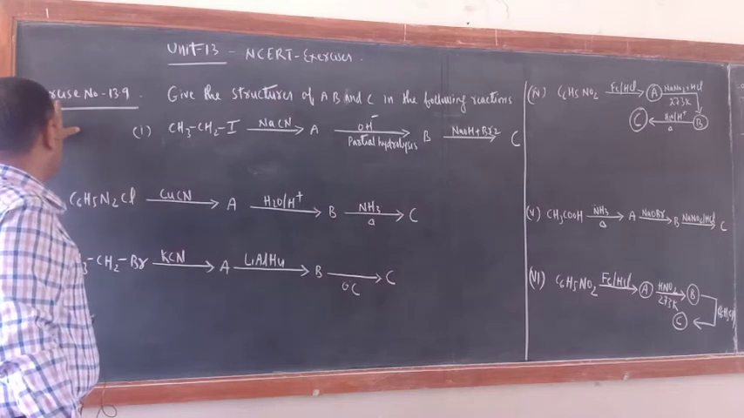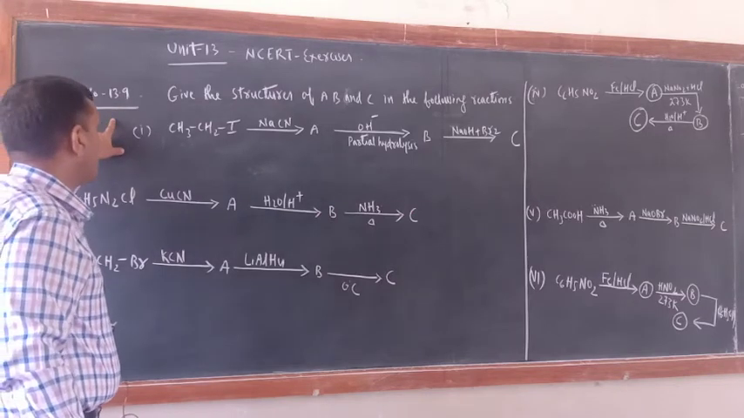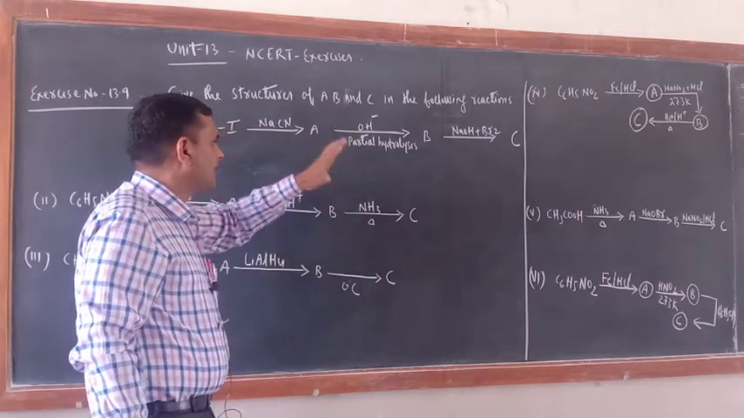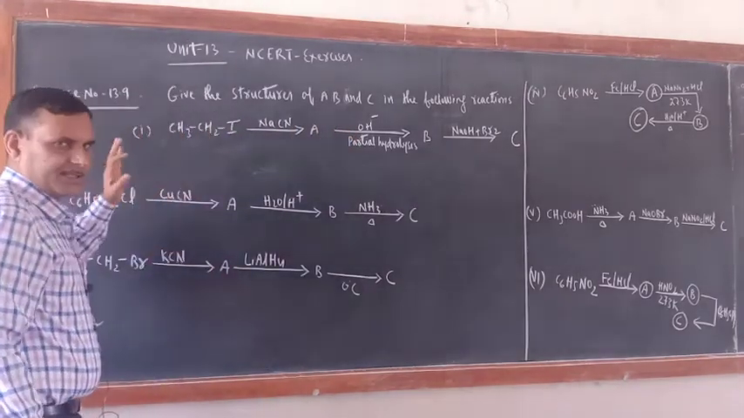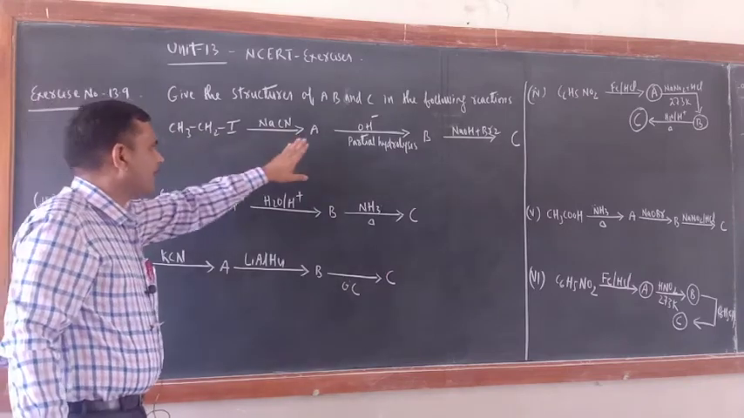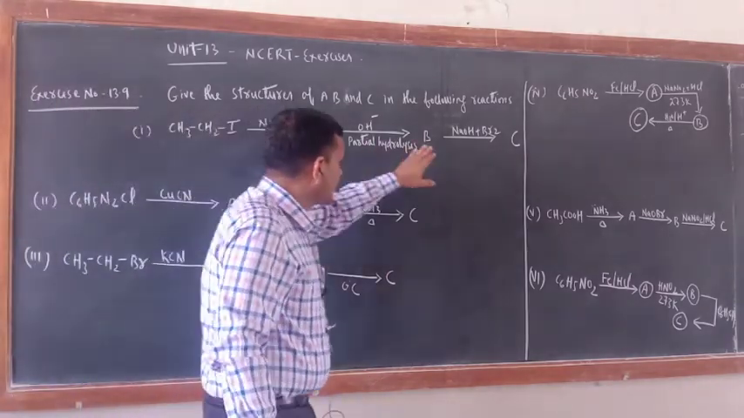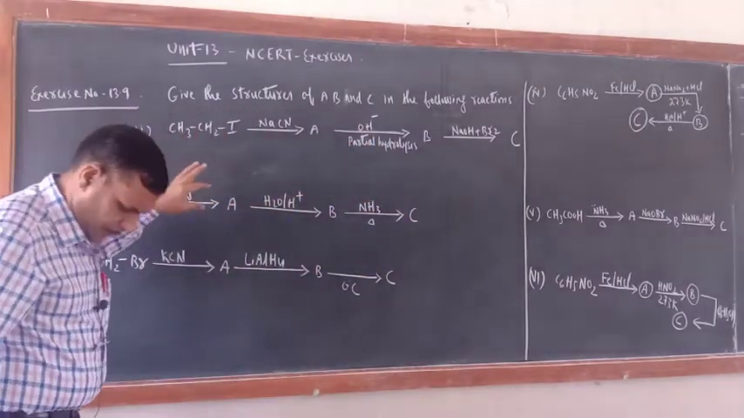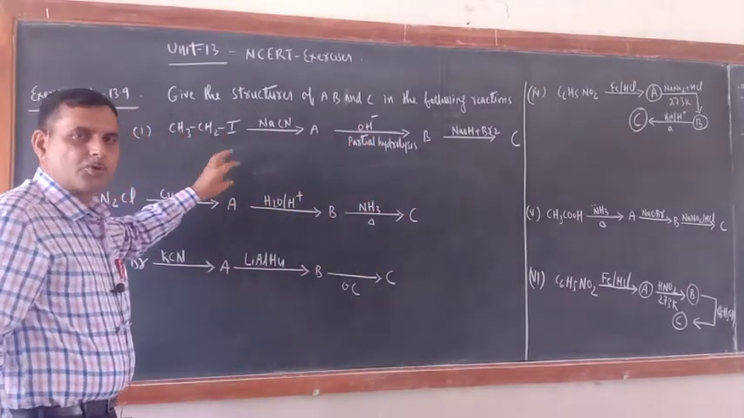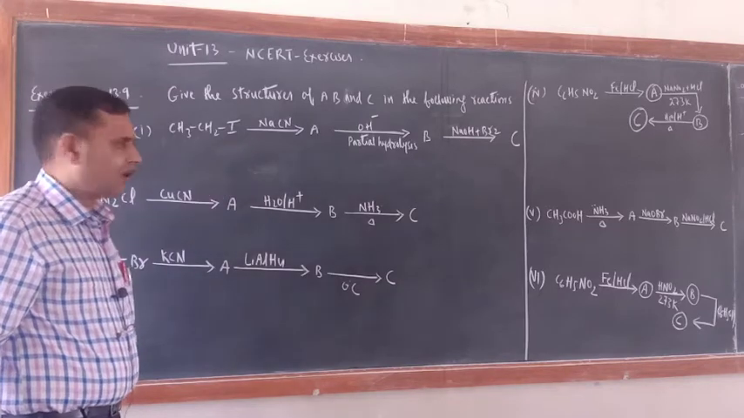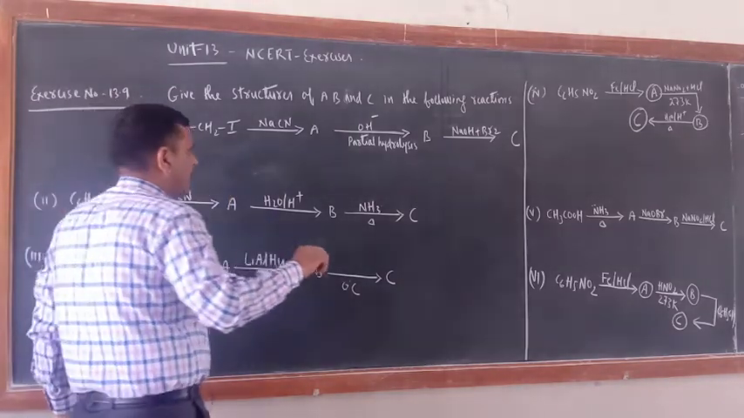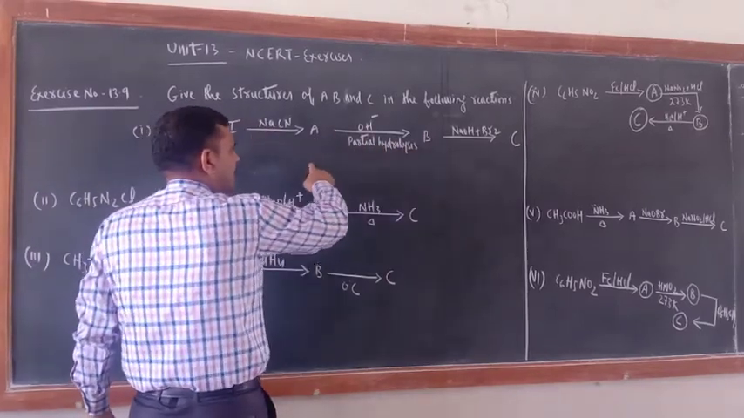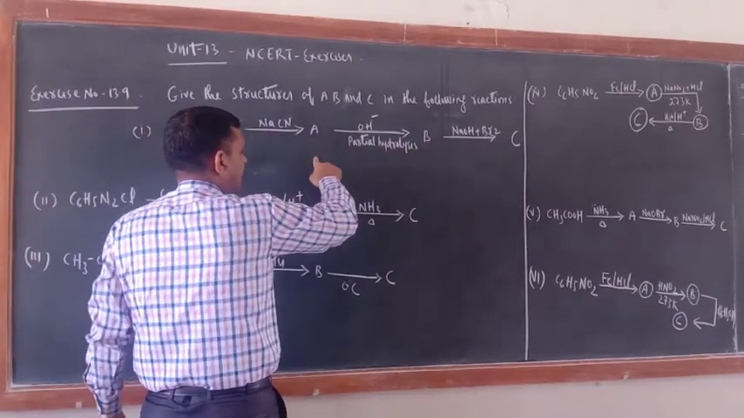Here I am beginning with exercise number 13.9. Give the structure of A, B and C in the following reactions. Structures means you have to write what is A, what is B, what is C. When you go for the conversion, many intermediate products will form. But just try to understand, with respect to B, what should be A? That product only you should write here.